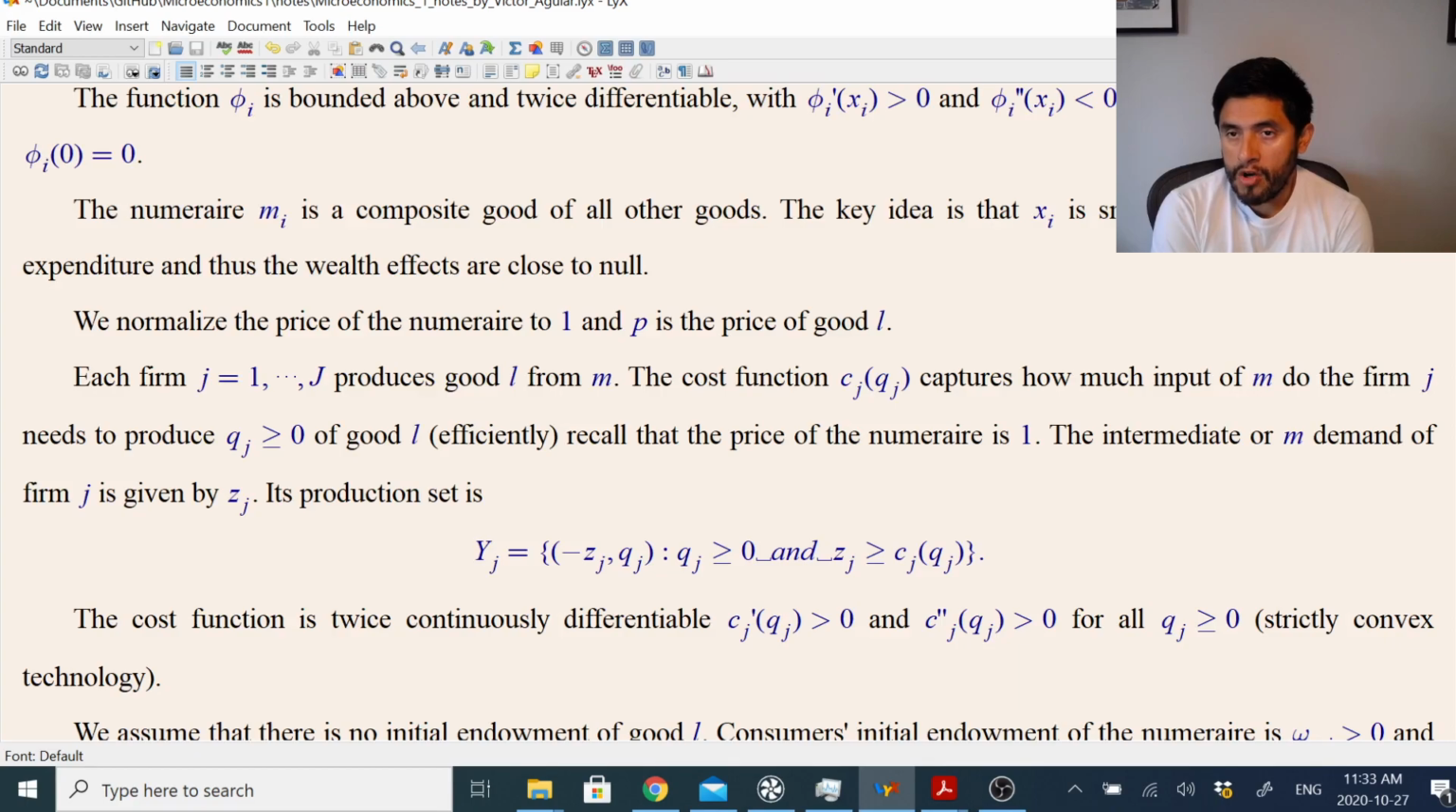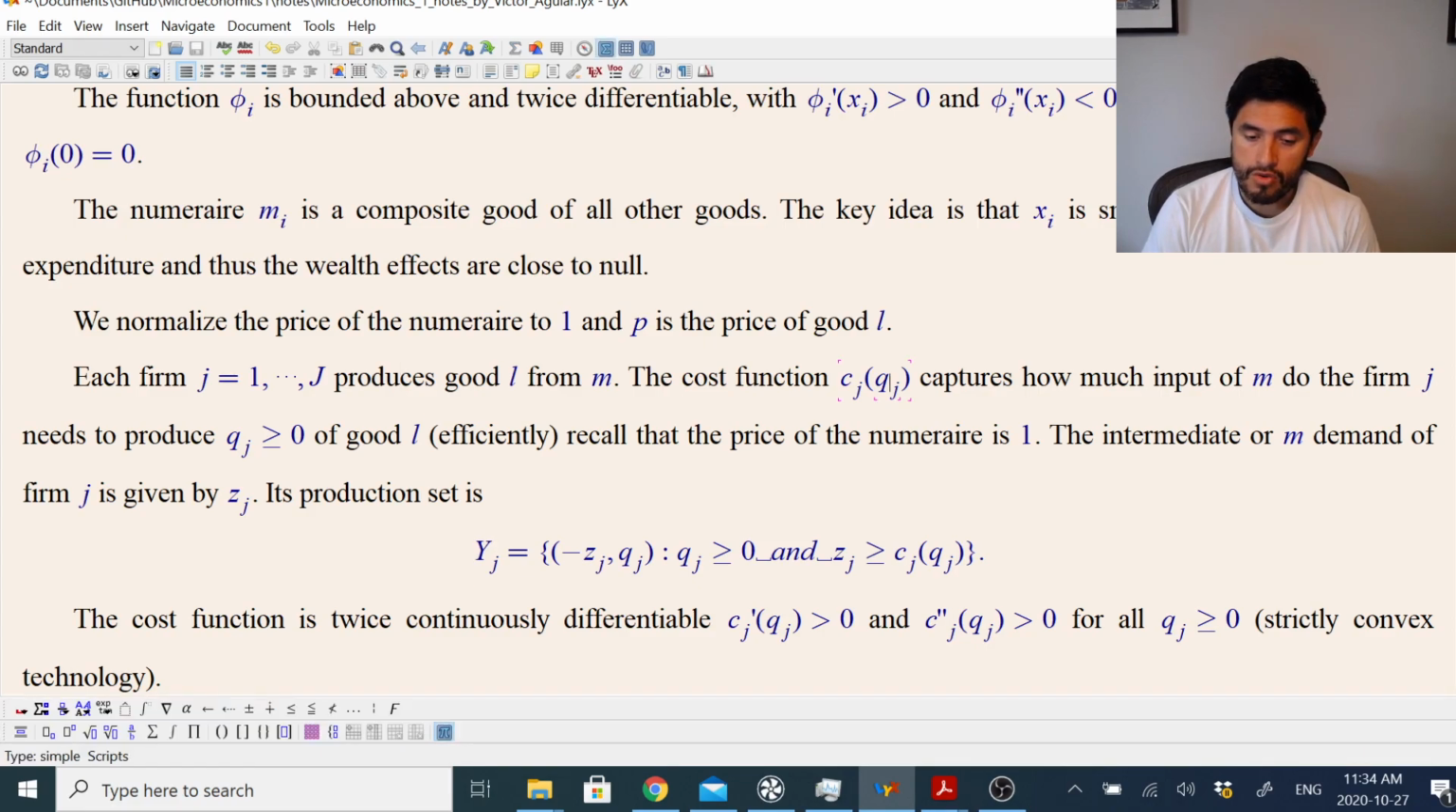So a box of cereal costs Cj, right? And then 2 boxes, then you use this function, so C of 2. Basically this function is telling you how much of input M the firm j needs to produce quantity Qj. And this changes with the firm, so it's subindexed by j. And remember here, we're going to assume that production is efficient, and basically the numeraire price is 1.